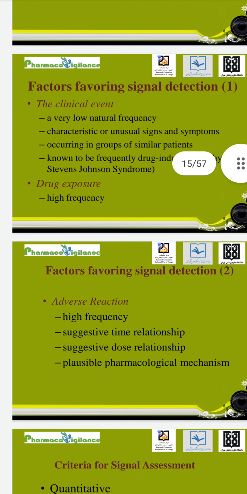In the factors favoring signal detection, in the adverse reaction we also have a high frequency of signal detection, a suggestive time relationship and suggestive dose relationship, and a plausible pharmacological mechanism. We have it in the adverse reaction because we know the drug, we know the side effect, and we have a plausible pharmacological mechanism.